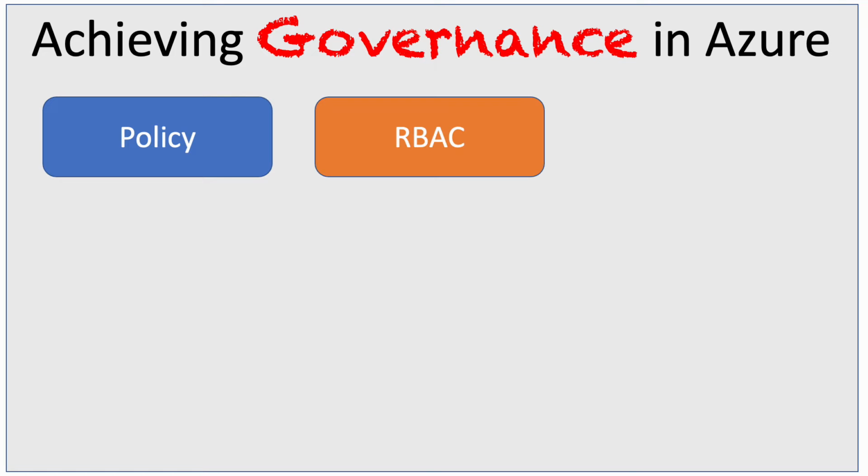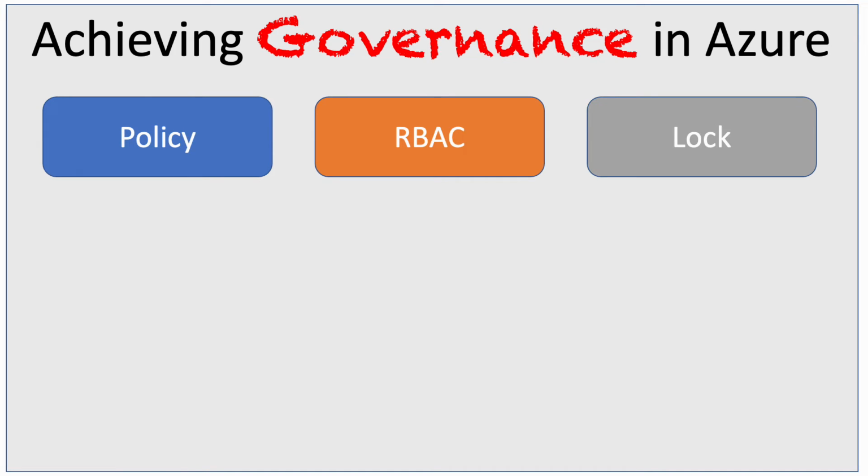Then we have RBAC, role-based access control. What that does is enforce that people are only allowed the permissions and the roles that map to their job functions, or what they're really doing in the Azure environment. So think of these in terms of access, like service principals, least privilege, etc.